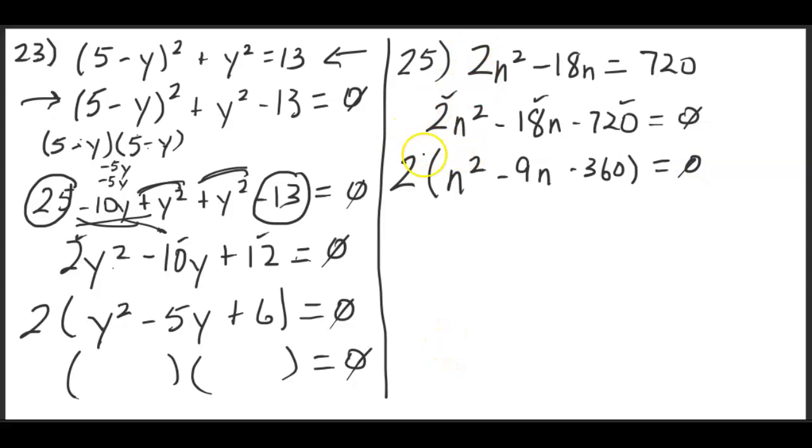Now I can ignore the 2 because 2 definitely doesn't equal 0. But if I factor that trinomial into 2 binomials, one of them at least has to equal 0. And I'm pretty sure that you can take it from there and solve it. Okay? All right. So there you go.